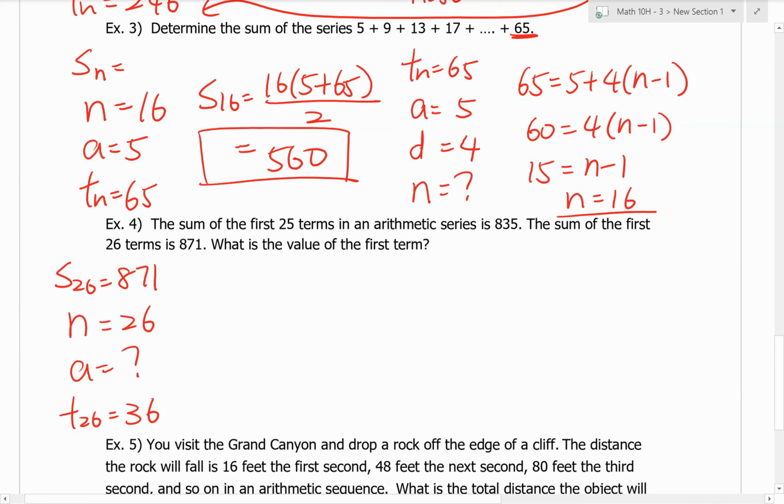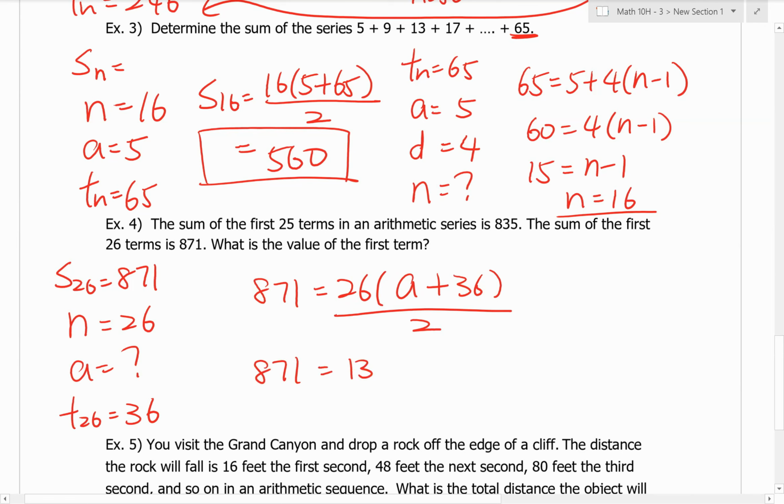Actually, I have enough information now to solve for a, because I have 4 variables with 3 unknowns. So I can actually solve this. A71 is equal to n times a plus Tn, 36, divided by 2. So we can simplify this a little bit. That's A71 equals 13. I go 26 divided by 2 first, and then a plus 36. Divide both sides by 13.